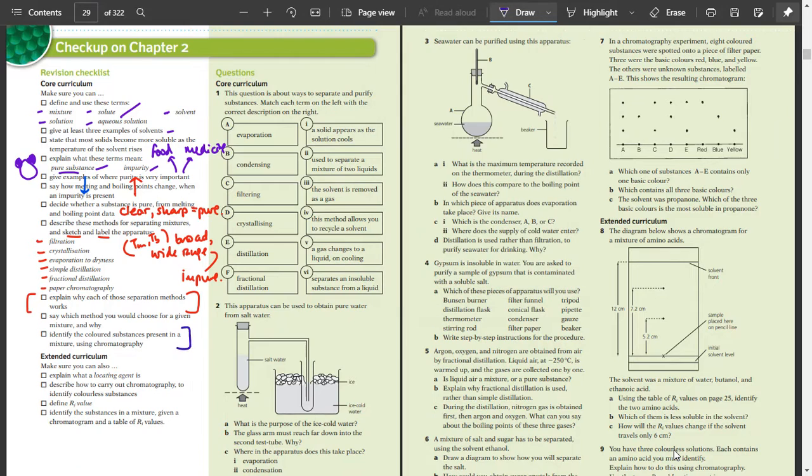Identify the coloured substances present in the mixture using chromatography. Remember, what you make is a chromatogram. Extended, we'll explain what a locating agent is. That will highlight invisible substances that you've separated out from a chromatography experiment.